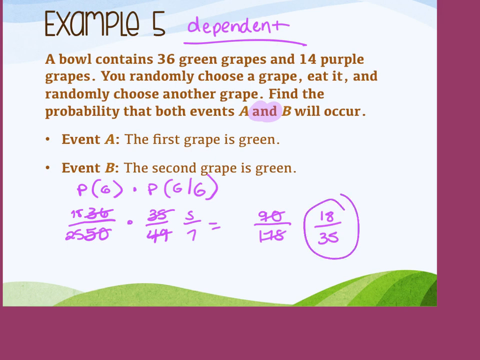Which I would have gotten by also saying 5 and a 25 is 5. Same thing. Okay. 18 over 35. Questions on that one?